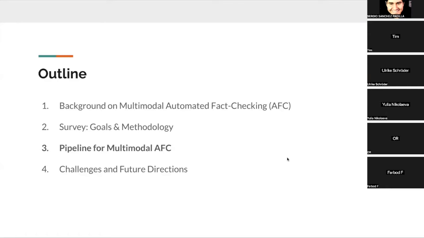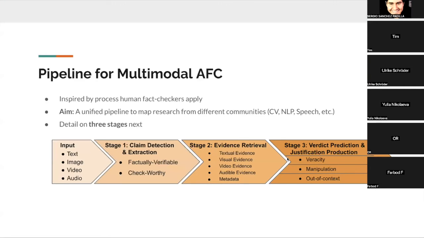Exactly. Based on this methodology, we then defined a pipeline for multimodal automated fact-checking, which I will be talking about in the next couple of slides. This process is inspired by how human fact-checkers approach the problem of fact-checking. The aim was to define a unified pipeline, as I've mentioned before, and the pipeline consists of 3 different stages, which I will be talking more about in the next minutes.